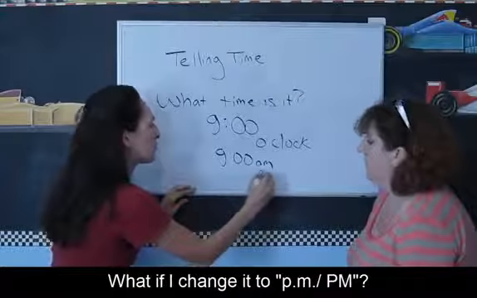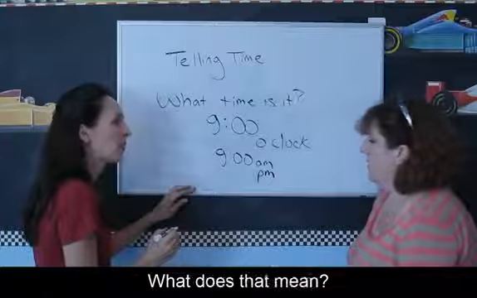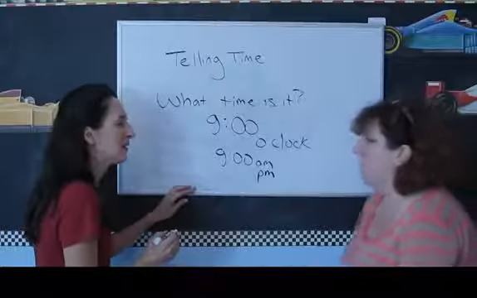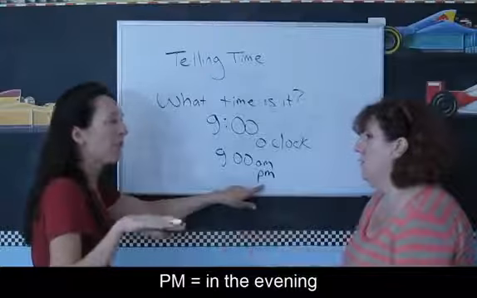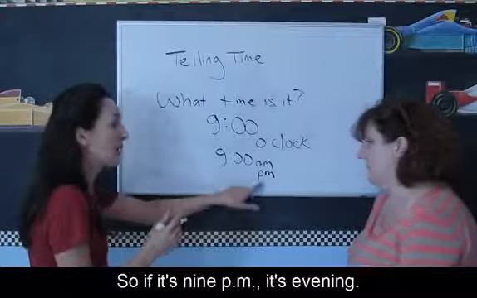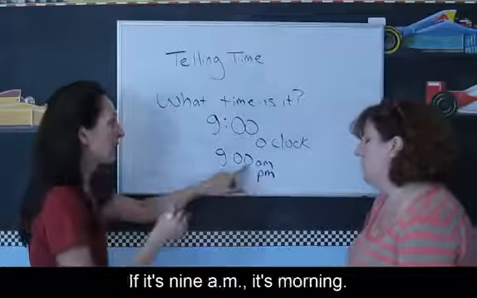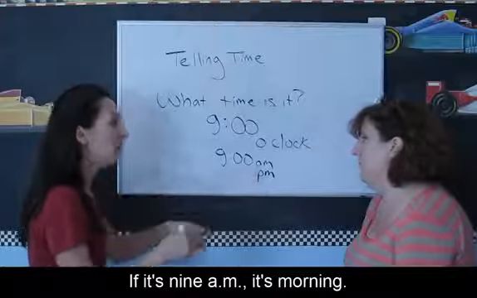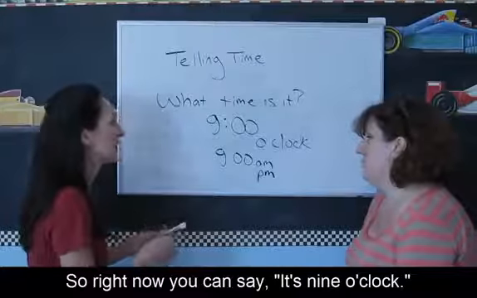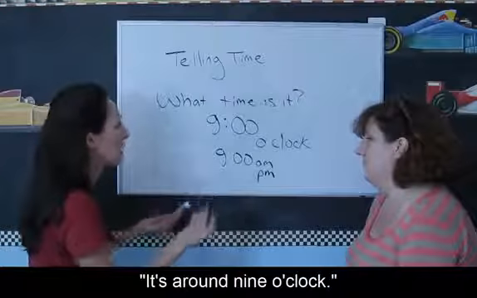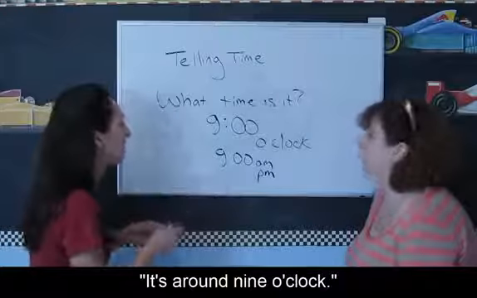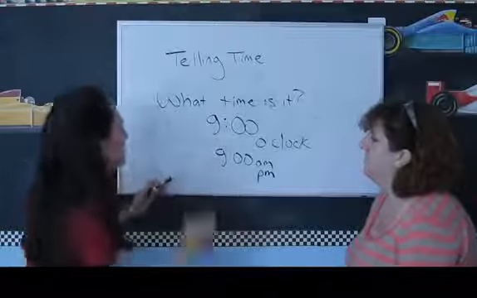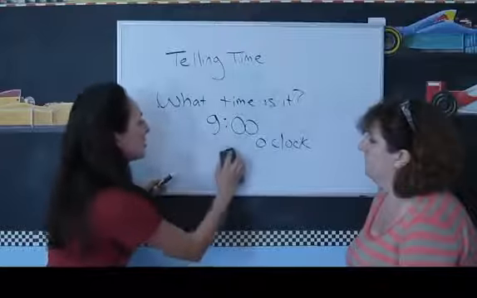What if I change it to p.m.? What does that mean? At evening. So if it's 9 p.m., it's evening. If it's 9 a.m., it's morning. Very good. So right now you could say it's around 9 o'clock.